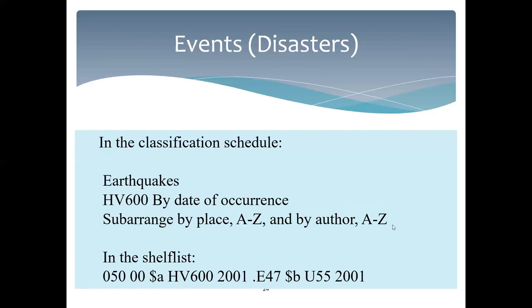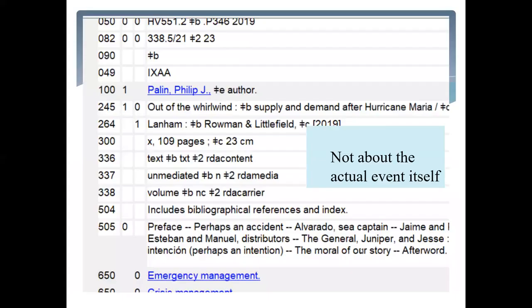So an example in the shelf list, we have HV 600 2001. This earthquake happened in 2001. And then we cutter by our place, which started with an E, and then by our author, which started with a U.